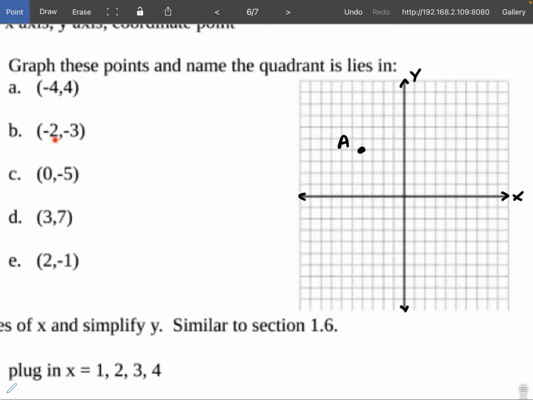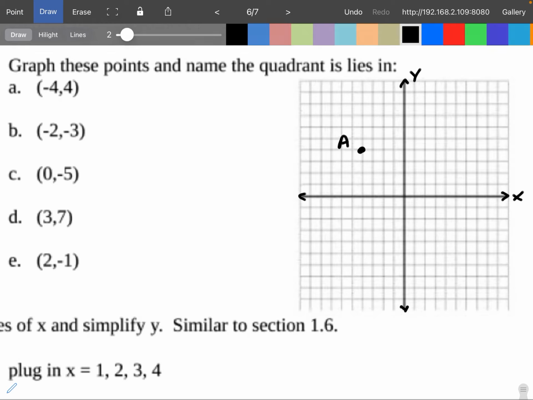All right, then point B. So -2 tells me to go where? 2 to the left. And then -3 for y? 3 down. Yep, so we got to go 2 left, 3 down. So 2 left, 3 down, that would be right here. So that's point B. It doesn't look like a B. All right, we'll go with that.